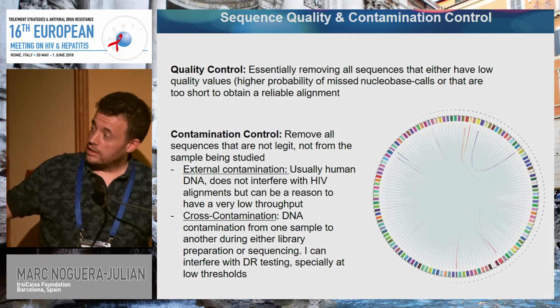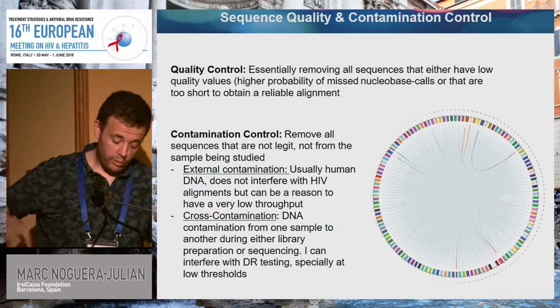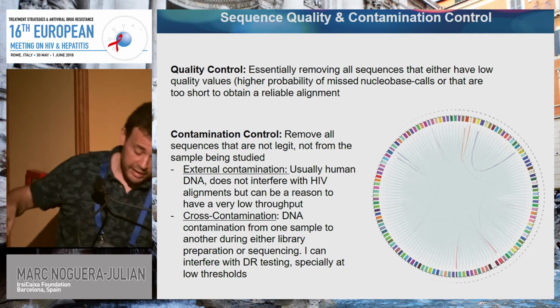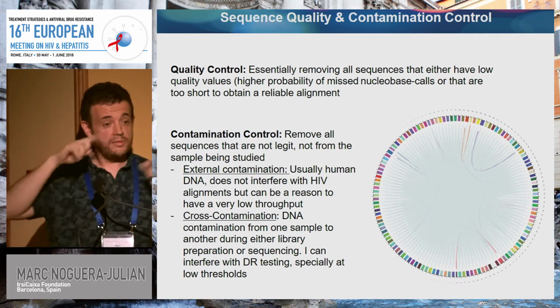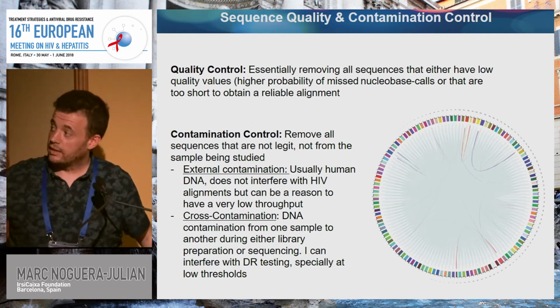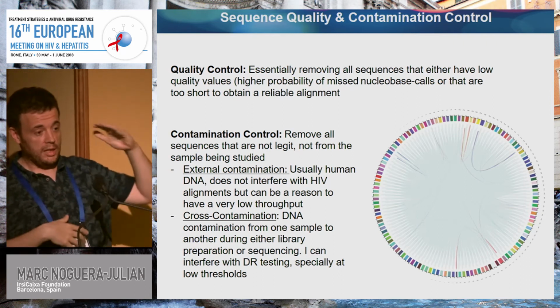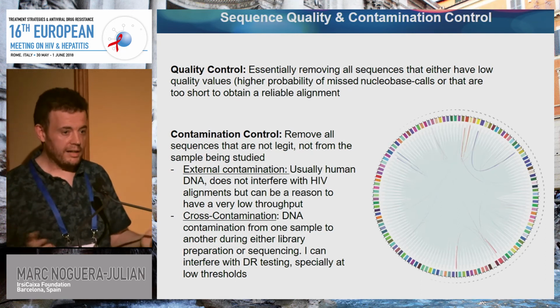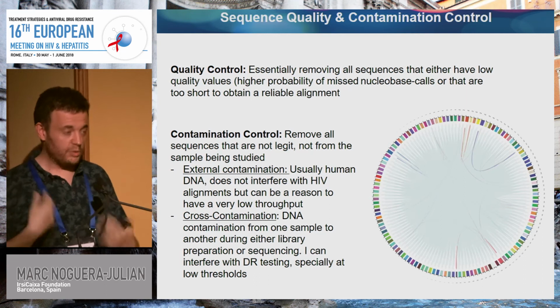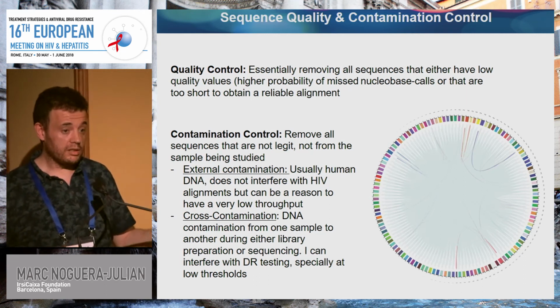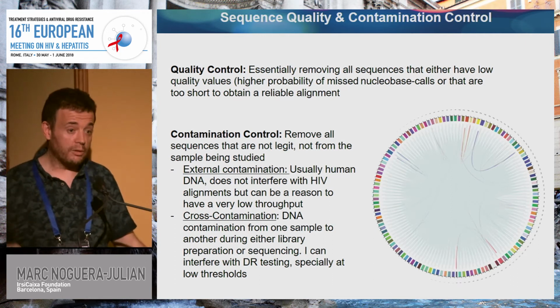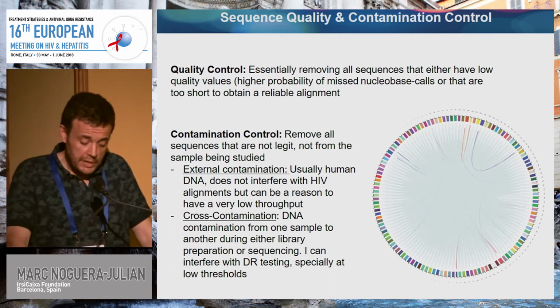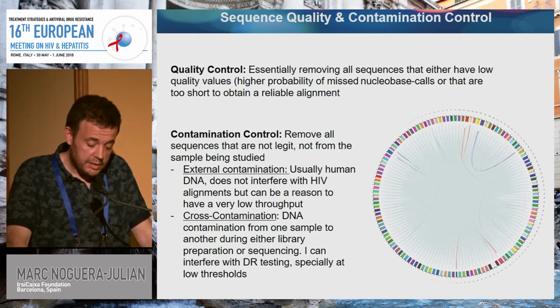This is a plot that we generated with an independent software showing, I don't know if you can see it clearly, but all these colored lines are transfers of sequences that are assigned to one sample, but if you process them and try to assign them using similarity, they go to another sample. So this can create artifacts and miscalls in the resistance, particularly if you go down with your thresholds. And it's better if you can remove this cross-contamination.